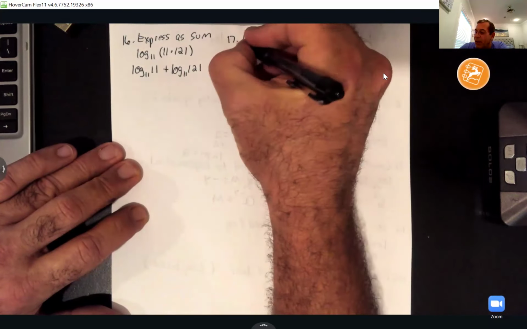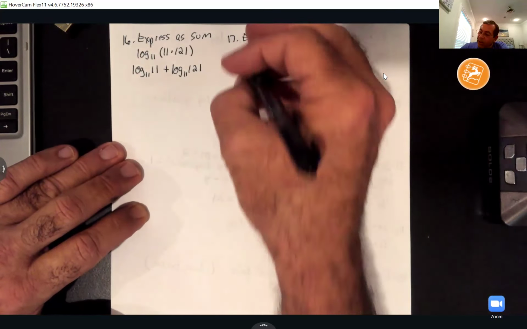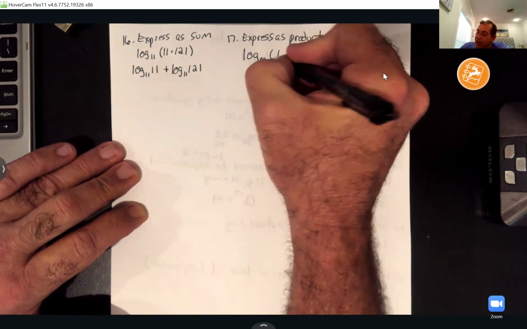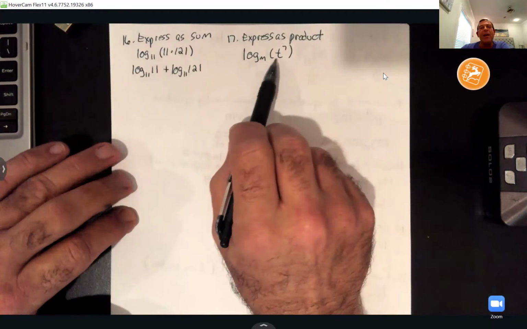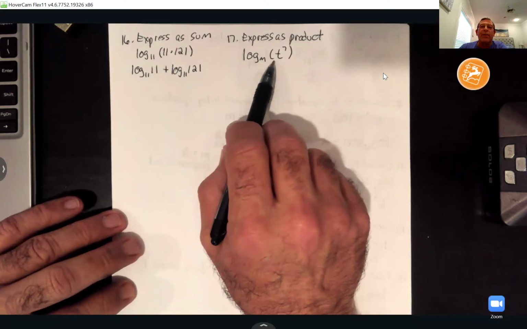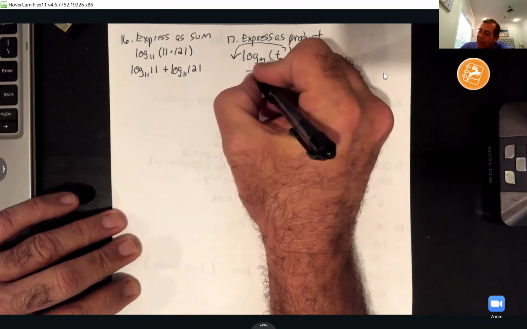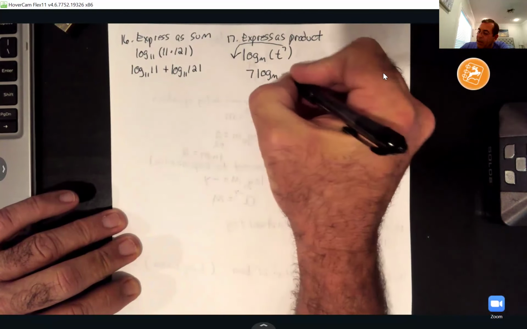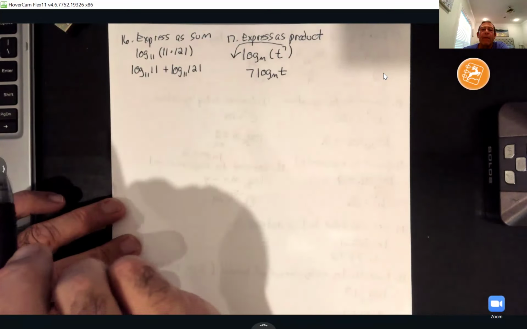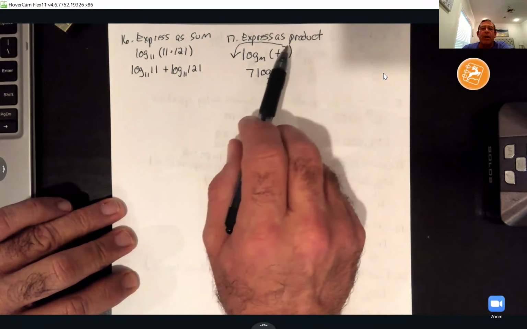17, expressed as a product. So this one, they're giving us a log base m of t to the 7th. Now, MATLAB likes putting parentheses around it, but we don't need parentheses here. When they say express as a product, there's only one thing we can do. Remember, let's take that exponent and bring it down to the front, so that this becomes a 7 times a log base m of t. And once again, y'all, be careful with the capital letters: little t and a capital M was how they gave it to me. That's all it means on the one that says express as a product. Bring the exponent down, okay?